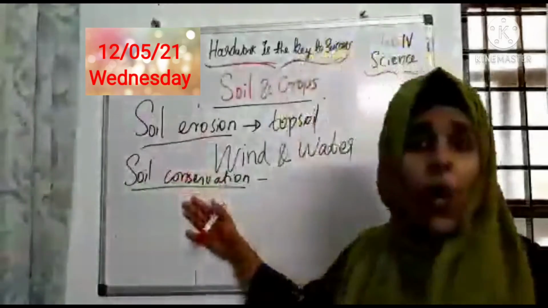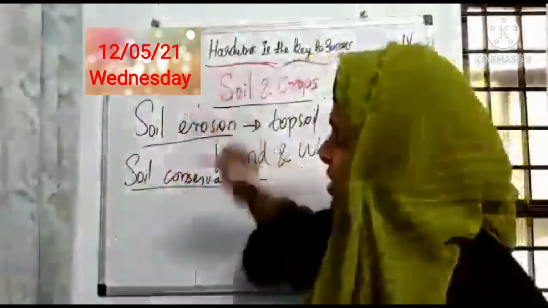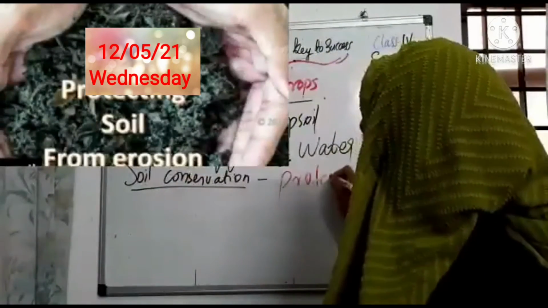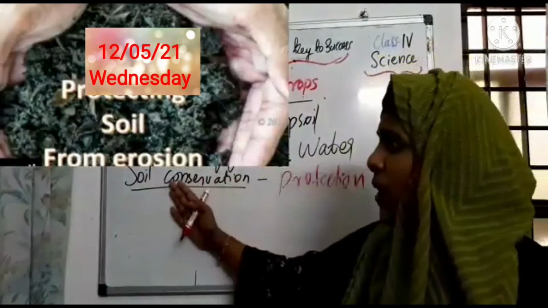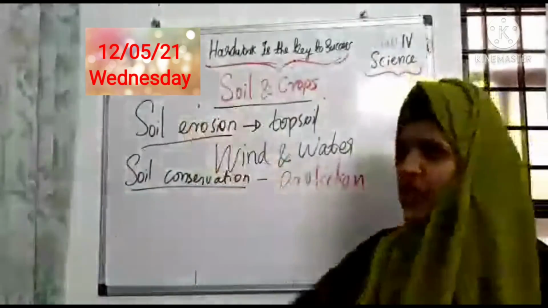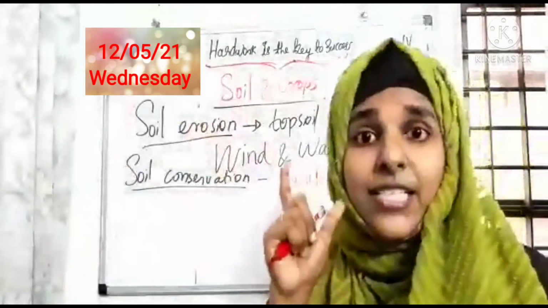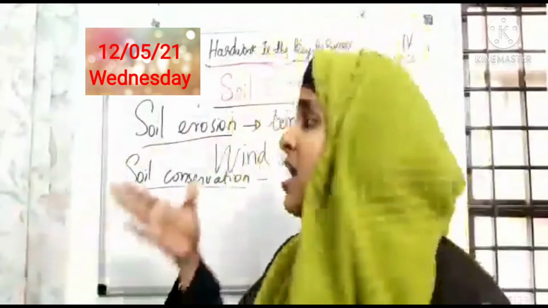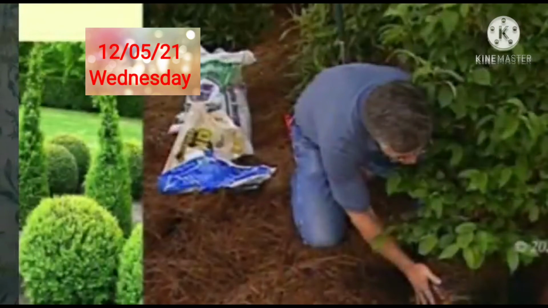So protection of topsoil from the soil erosion, that we call soil conservation. So it is the protection of what, children? Topsoil. Okay, protection of topsoil from the soil erosion, that we call soil conservation. There are certain steps we can take to conserve the soil. Okay, see those steps. Okay, first one is afforestation.